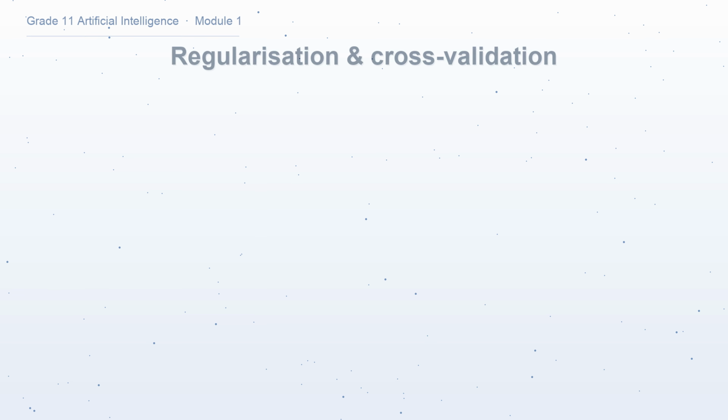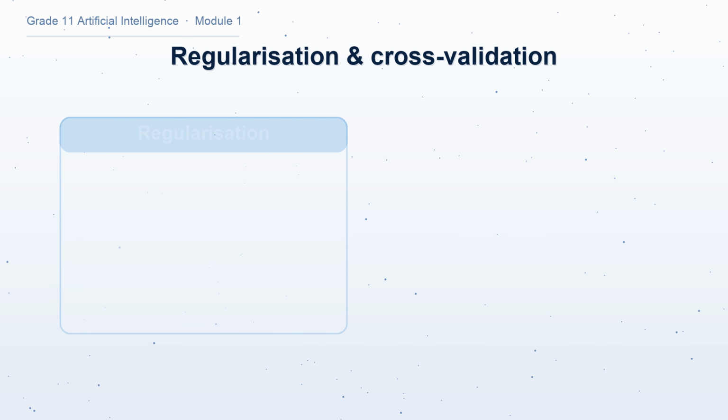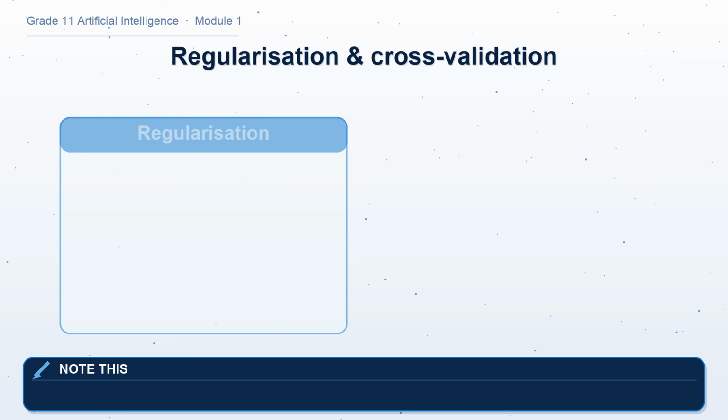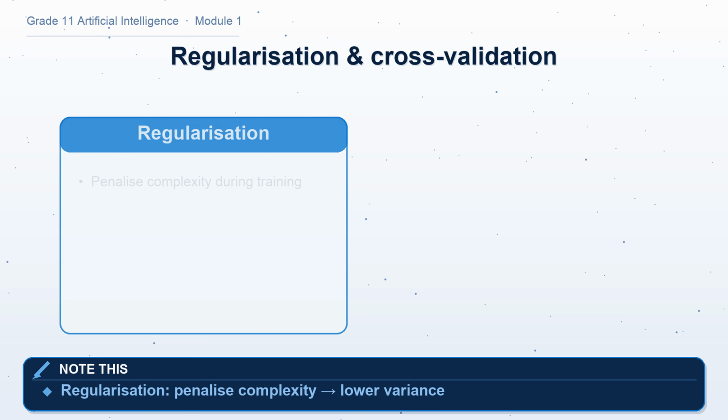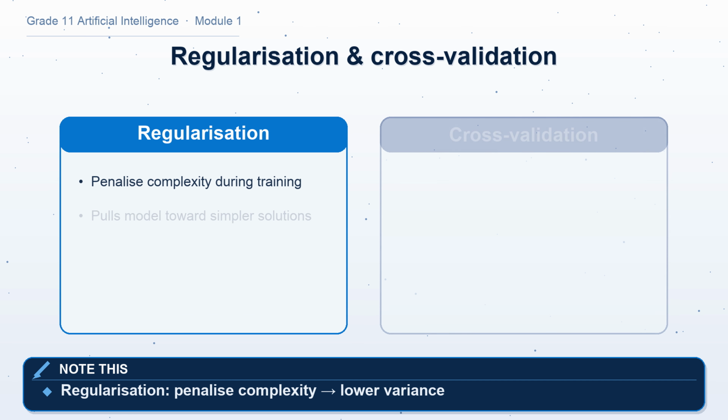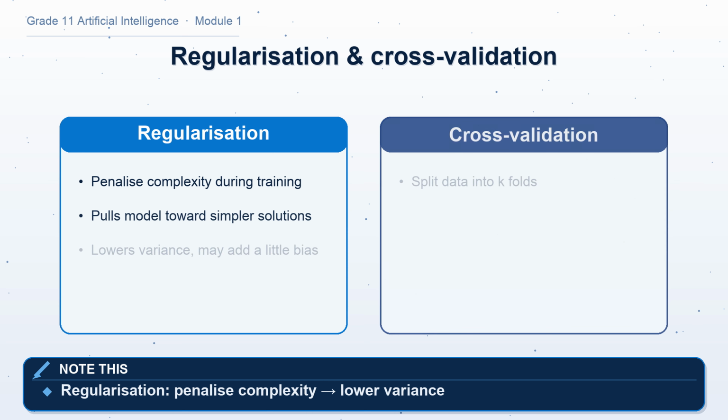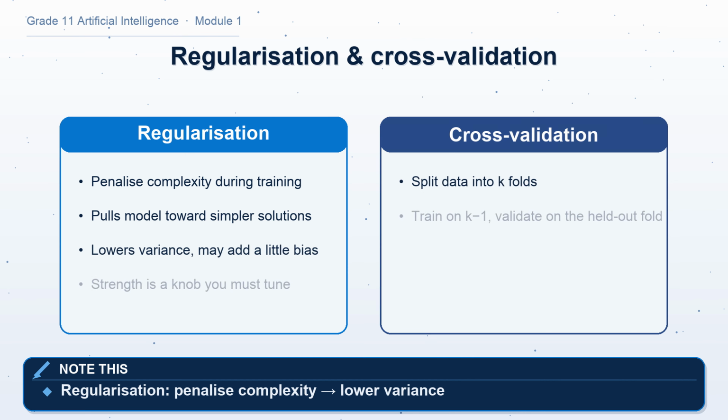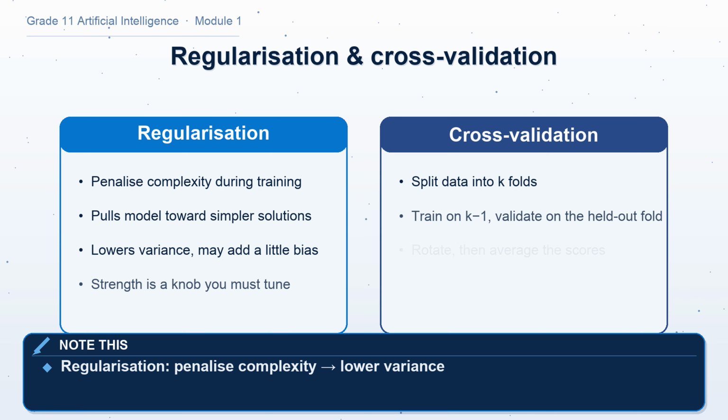Two tools let us control the balance directly. The first is regularization. During training, we add a penalty for complexity, which pulls the model towards simpler solutions. This lowers variance, sometimes at the cost of a little bias, and the strength of the penalty is a knob we tune. But how do we tune it fairly without peeking at the test set? That is what cross-validation is for. In k-fold cross-validation, we split the training data into k equal folds.